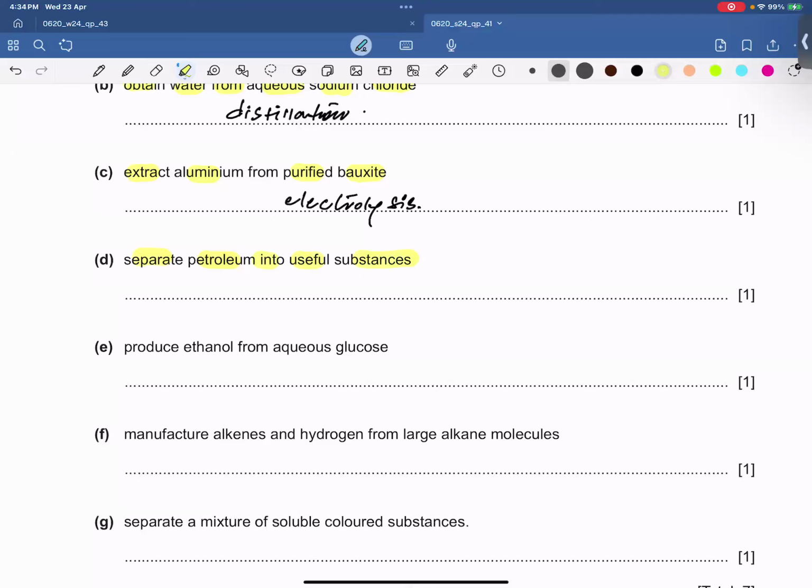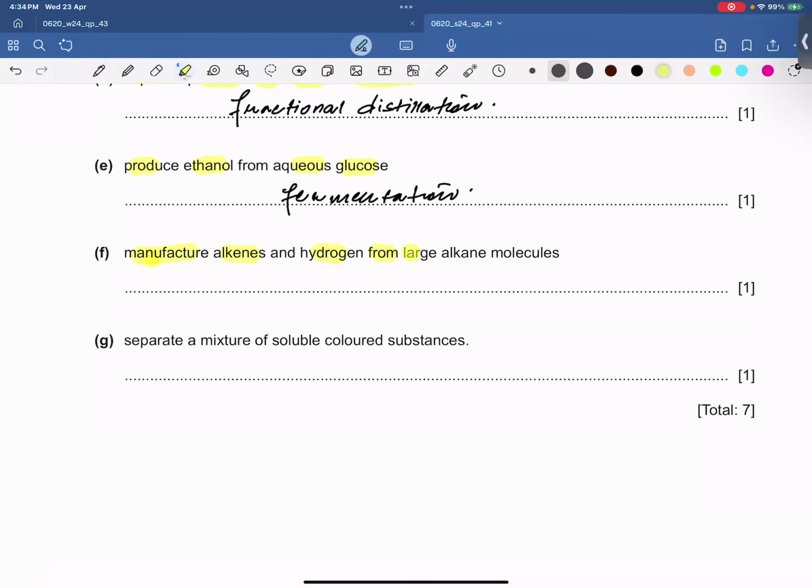Separate petroleum into useful substances. That's called fractional distillation. Then produce ethanol from aqueous glucose. That's called fermentation. Manufacture alkenes and hydrogen from large alkane molecules. So from large alkane, if you're getting alkene and hydrogen, that means it's cracking. Then separate a mixture of soluble colored substances. If you want to separate colored substances from a mixture, obviously that's going to be chromatography. That's the first question. Let's move on to the next one.